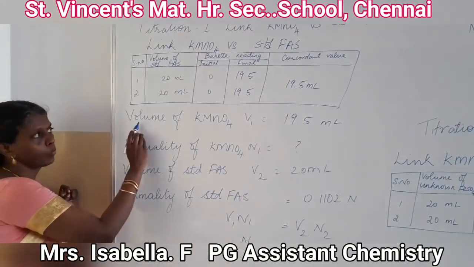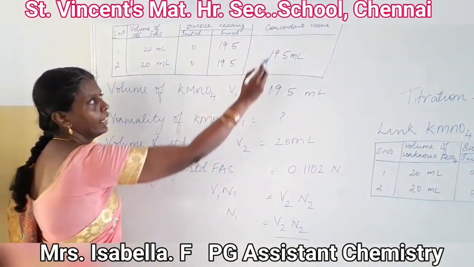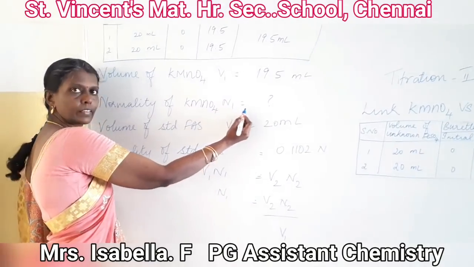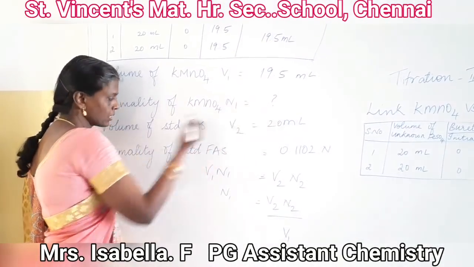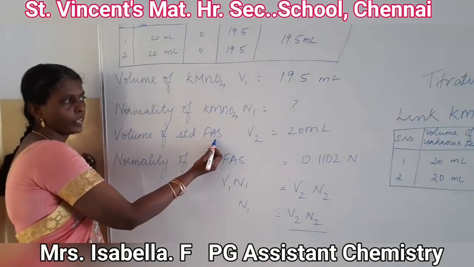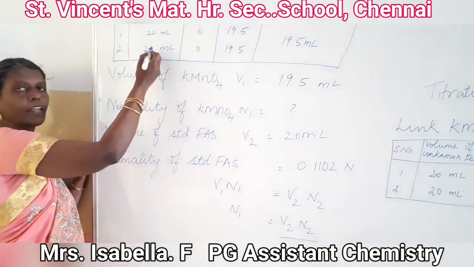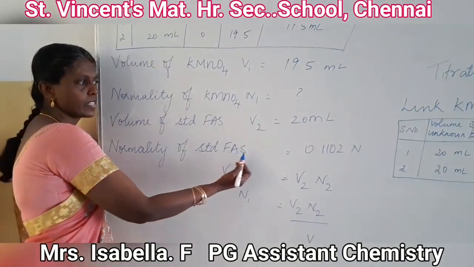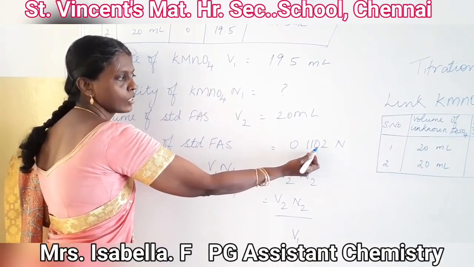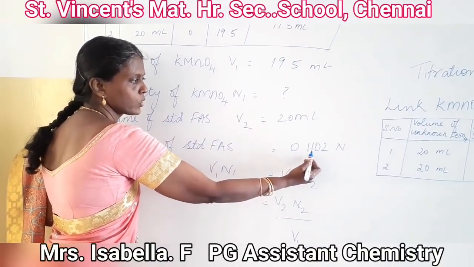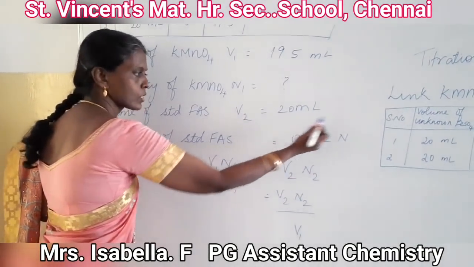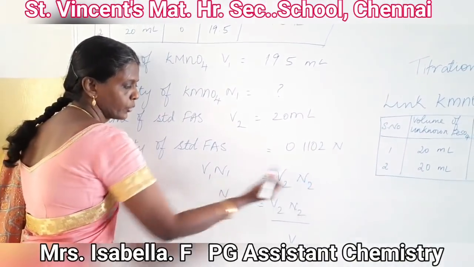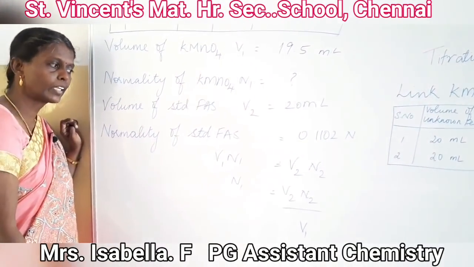Now writing it out here, the volume of potassium permanganate V1 is equal to 19.5. The normality of potassium permanganate N1, the link solution, has to be determined. The volume of standard ferrous ammonium sulphate V2 is 20 ml, that is the volume of your pipette solution. The normality of standard ferrous ammonium sulphate N2 is 0.1102N, which is already given in the question. So V1N1 is equal to V2N2. This is the law of volumetric analysis.